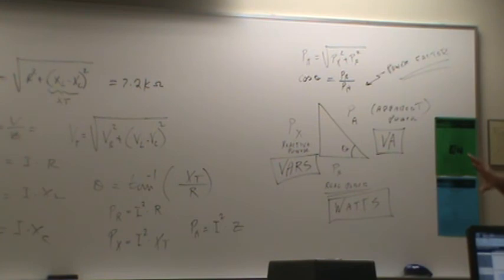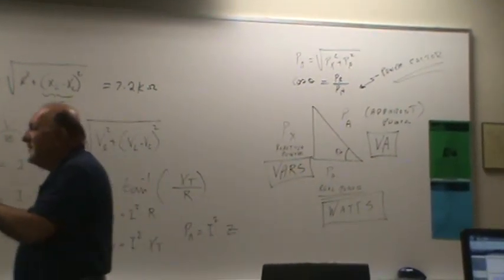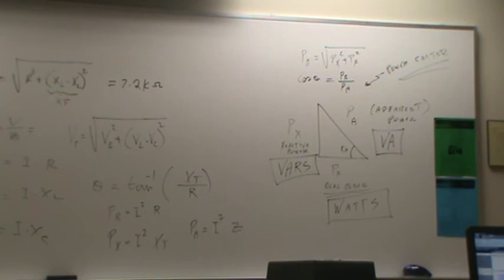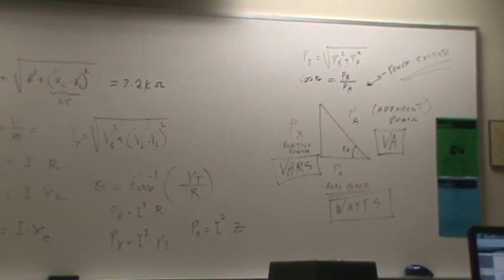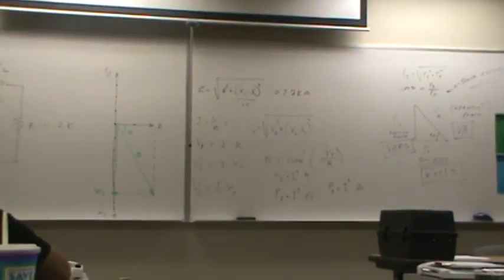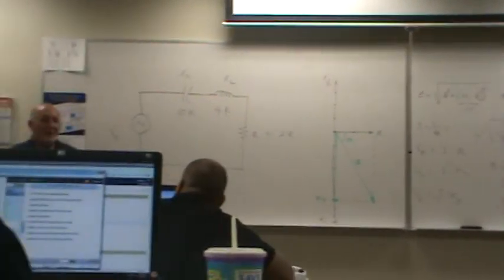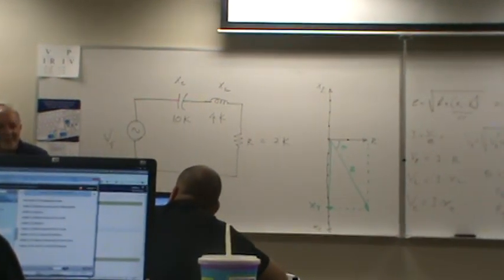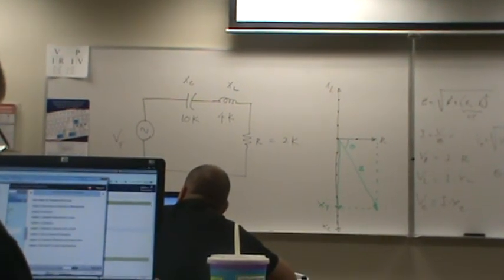Now you can see what's going on here. All of this can change if the frequency changes, right? If I change the frequency, watch this. If I get this frequency to go slower, that means the frequency is going to be less. So look at X of L, X of C. Which one is going to be affected? Well, they're both going to be affected, right?